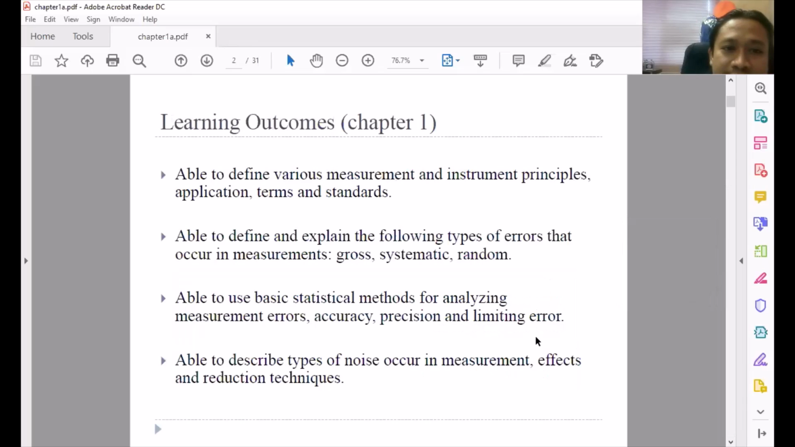Okay, class, any question? All right. So at the end of this class, we should be able to know what measurement is, what an instrument or device is, what the definition of instruments is, the terms, the standards, and the units. You have to know this from chapter 1 this morning.